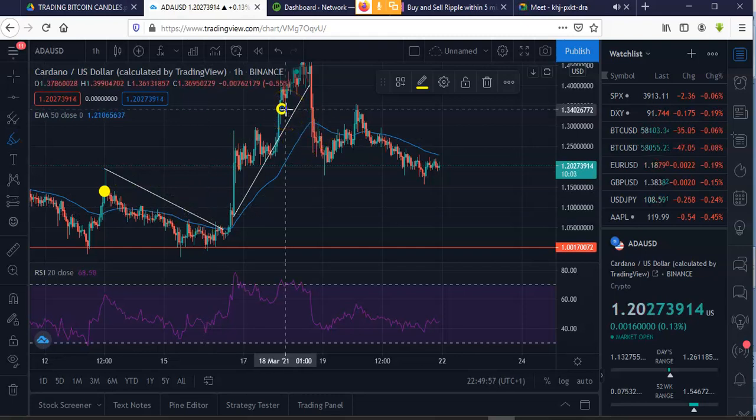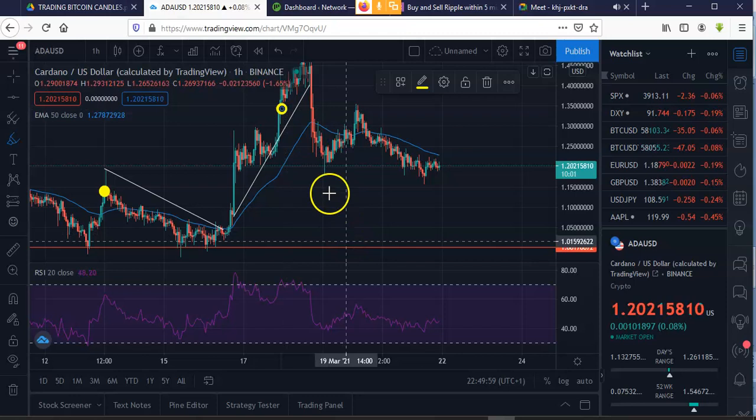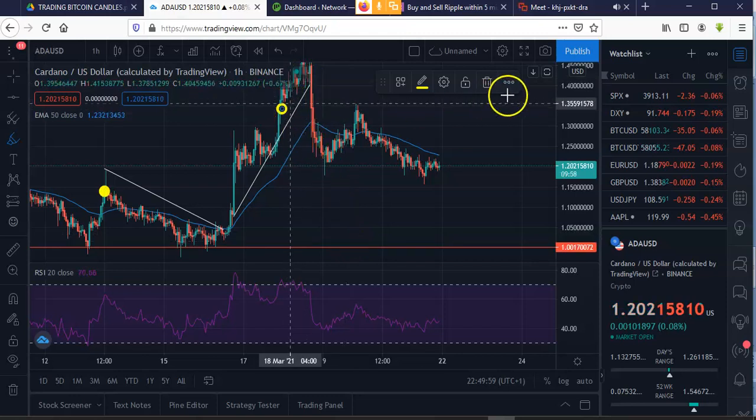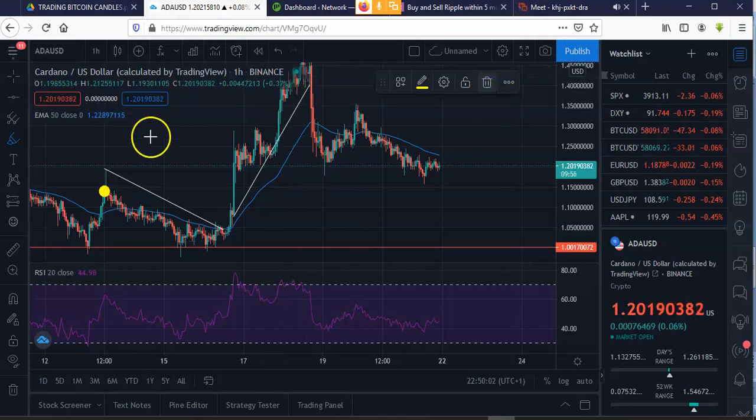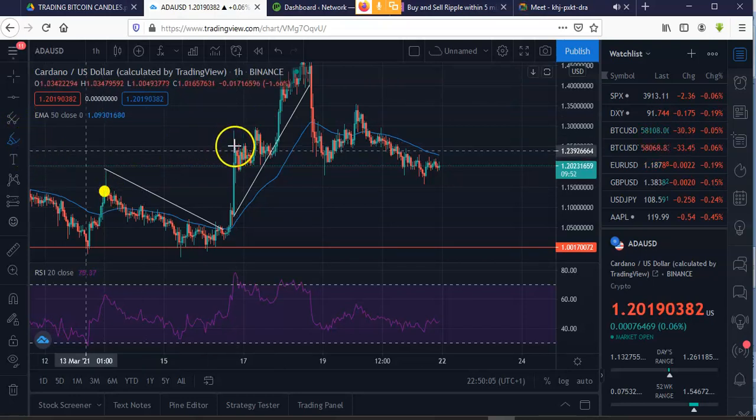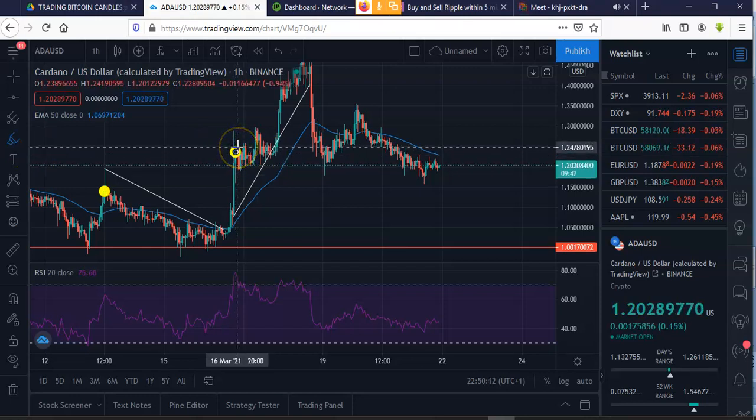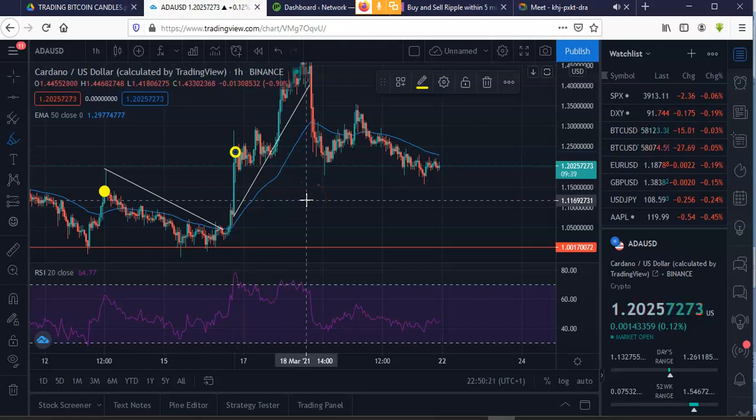Okay, let me leave this one. I bought here now and I want to sell here, but I'm not sure if this market will still go up more than this level. And I don't want to lose all my money if the market didn't go up. So even if I'm going to lose, let me just lose some part of it.